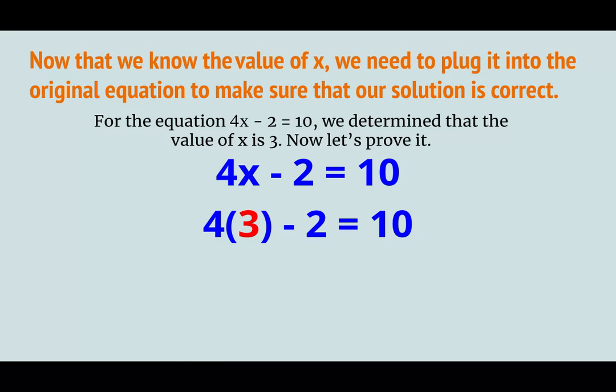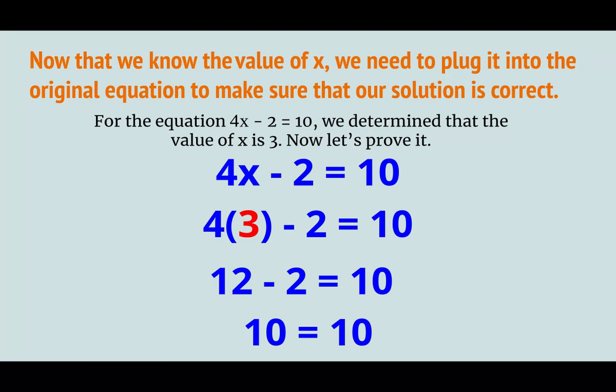Well, what is 4 times 3? 4 times 3 is 12. And then what's 12 minus 2? 12 minus 2 is 10. Does 10 equal 10? Yes, they are the exact same in value. So that is how I know that my answer is correct. So we just solved an equation and we proved it by plugging it back into the original equation. That is all you need to be able to do to be successful in this unit when it comes to equations.